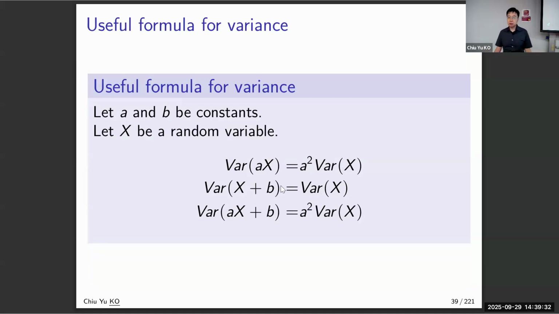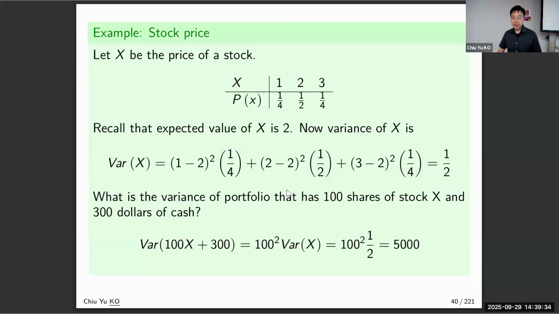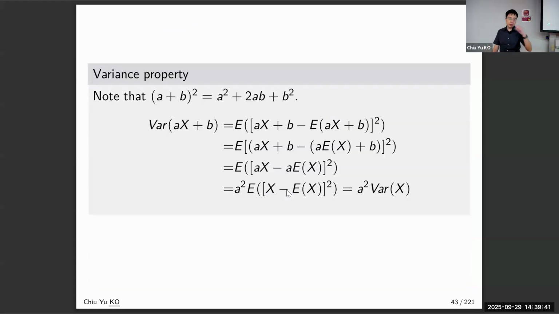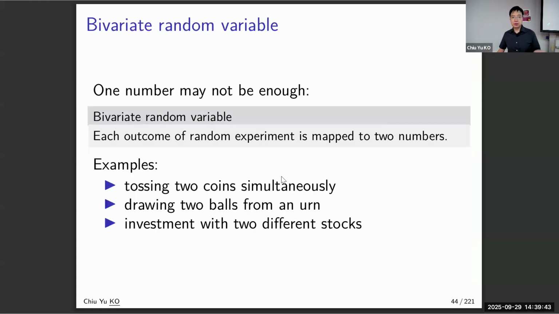Because the cash has no variation. Okay? And lastly, if you have more than one number that can represent the outcome, then you use a bivariate. Of course, you can imagine you can use more than 2, it can be 3 or 4 or 5, a multivariate. So in general cases, you can have as many numbers as you want, right?